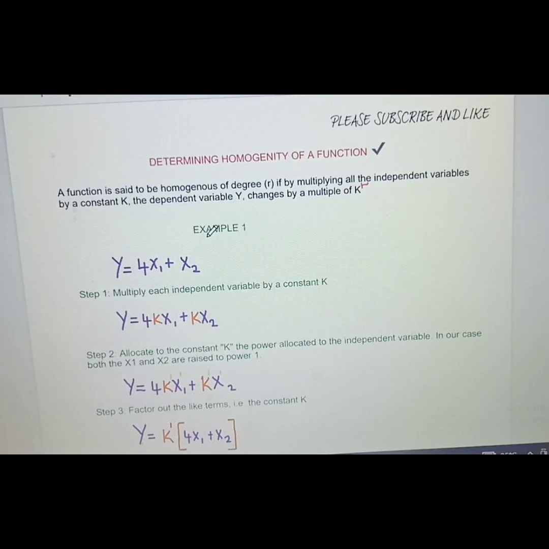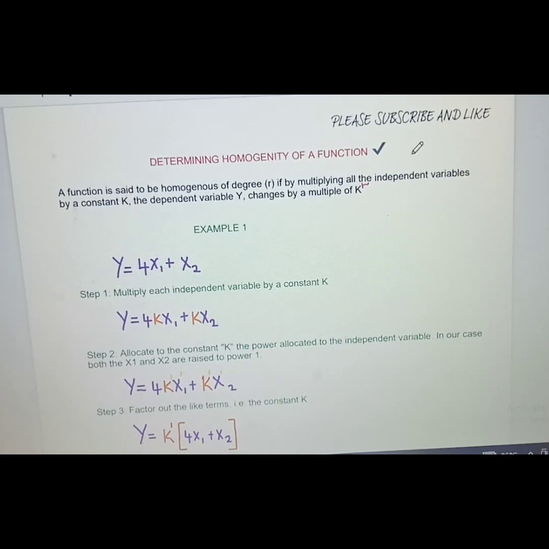So we shall look at determining homogeneity of a function, and we say that a function is said to be homogeneous of degree r if by multiplying all the independent variables by a constant k, the dependent variable y changes by a multiple of k to power r. I know that this explanation is a bit complicated, but we shall look at an example.